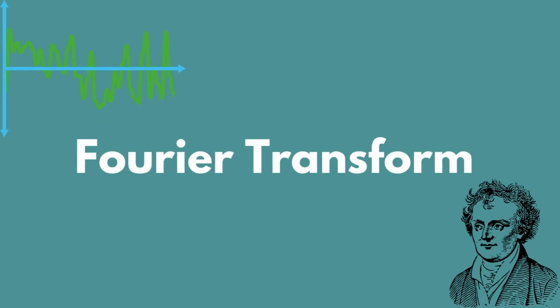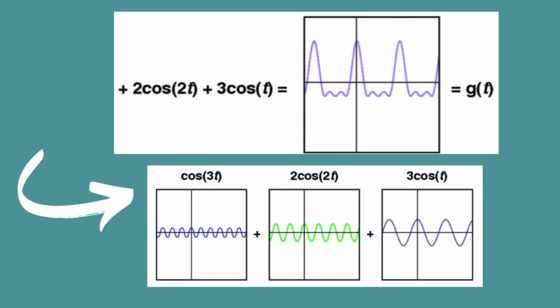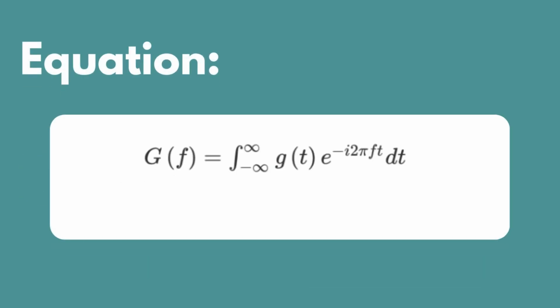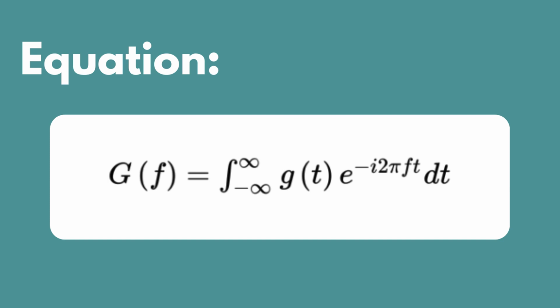The Fourier transform is a mathematical tool used in signal processing and analysis to break down a complicated signal into simpler components. The equation we will be using is g(f) equals the integral from negative infinity to positive infinity of g(t) times e to the power of negative i 2 pi f t, times dt.